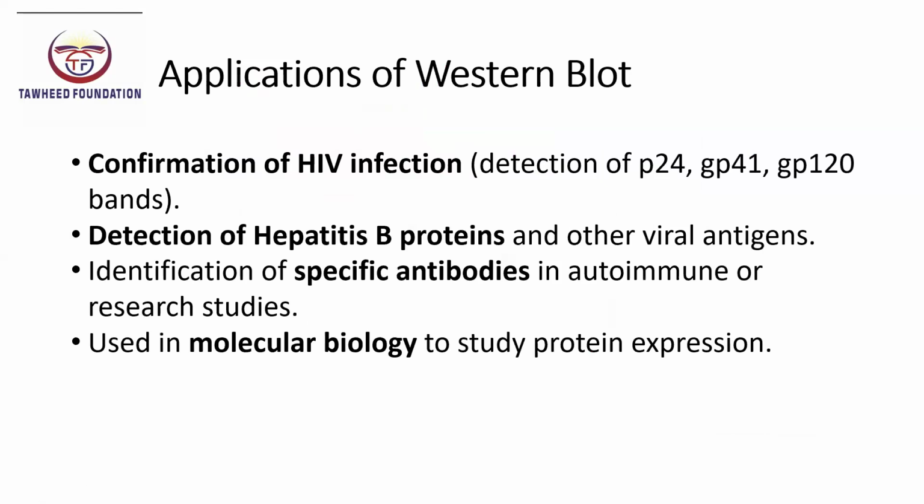Applications of Western blot. Western blotting has a wide range of applications. In clinical diagnostics, it is primarily used for the confirmation of HIV infection, but is also applied for detection of hepatitis B protein and other viral antigens. In research and autoimmune studies, Western blot can identify specific antibodies against target proteins. Moreover, in molecular biology, it allows the study of protein expression patterns, post-translational modifications, and interactions. Its high specificity and reliability make it an essential tool for both clinical laboratories and research institutions.